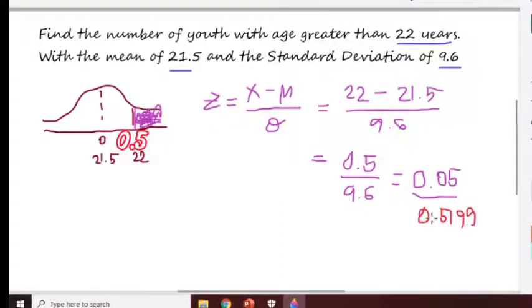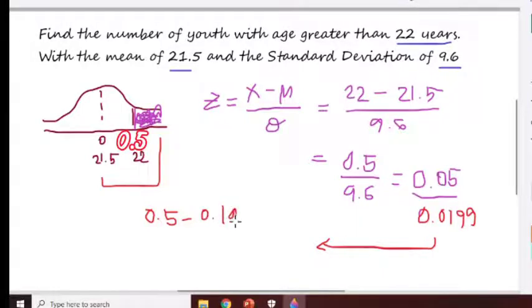Okay. Now, what's your next step? So, ano natin dito? Since ang sabi dito is greater than, as you can see, nakapaloob siya sa kalahati. So, what is the value of the half? 0.5. So, you are going to subtract 0.0199 from 0.5. Okay, I have a mistake on the table.